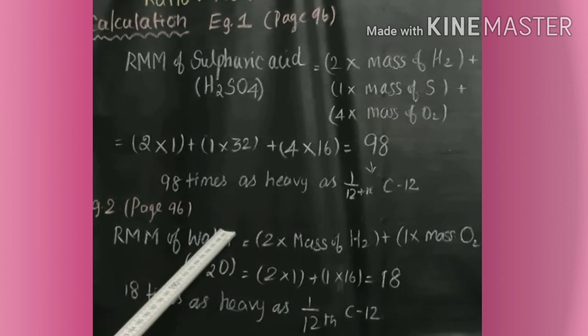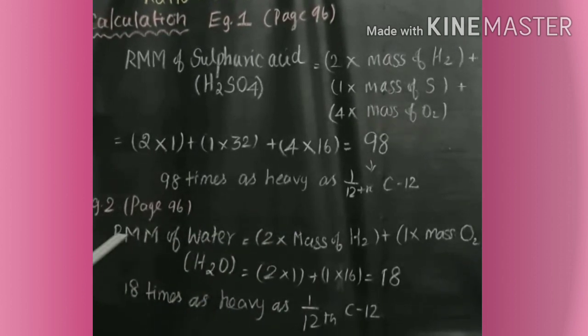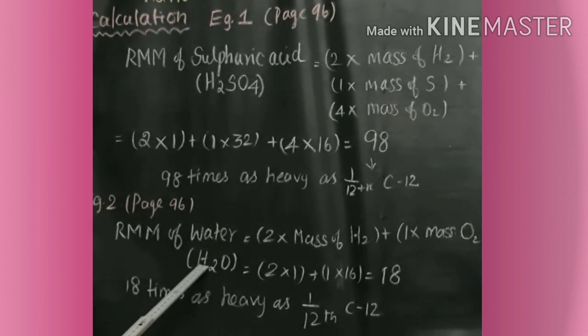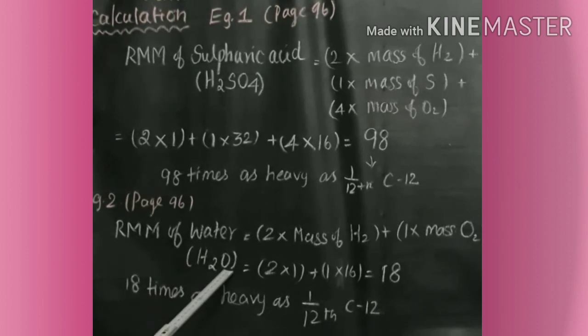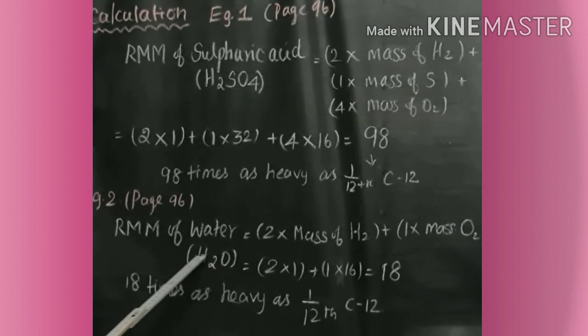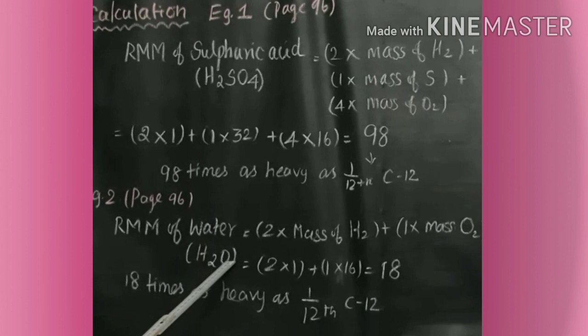In the second example, the relative molecular mass of water is calculated. What is the RMM of water? First step: write the molecular formula, H2O. I think you may be clear about this molecular formula. And how many atoms of hydrogen? 2 atoms of hydrogen and 1 atom of oxygen.